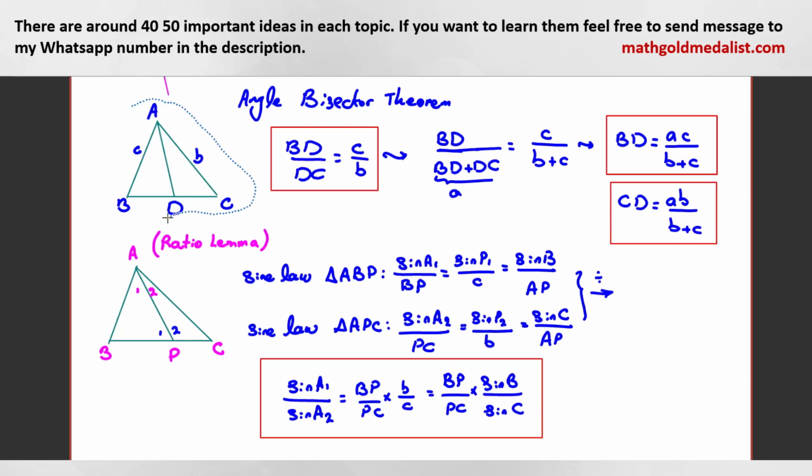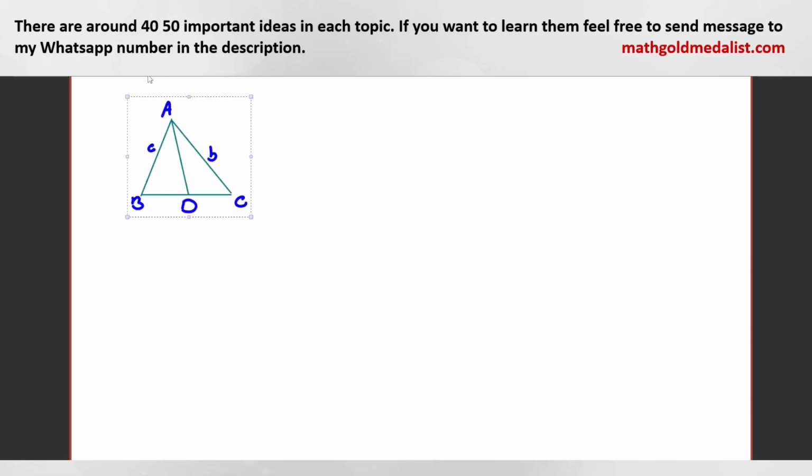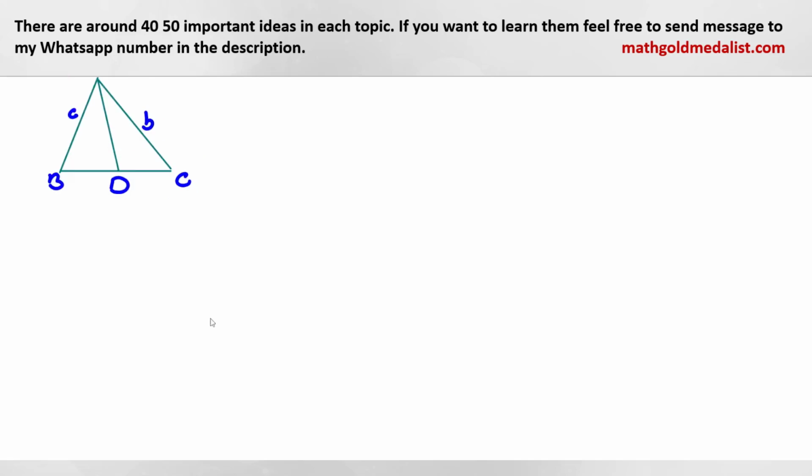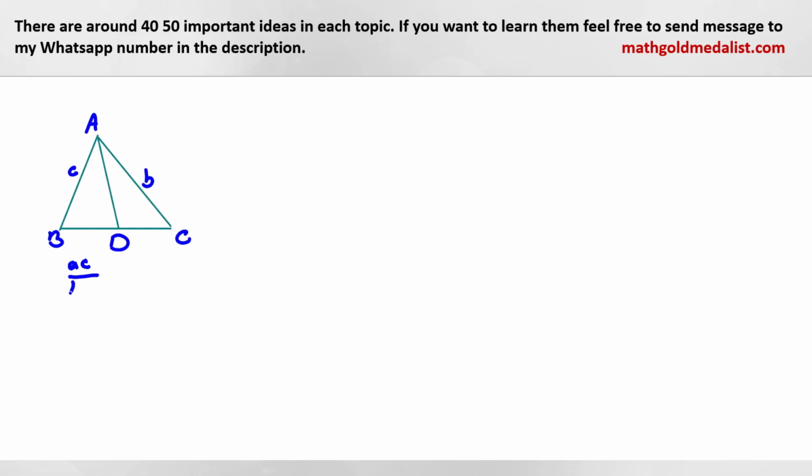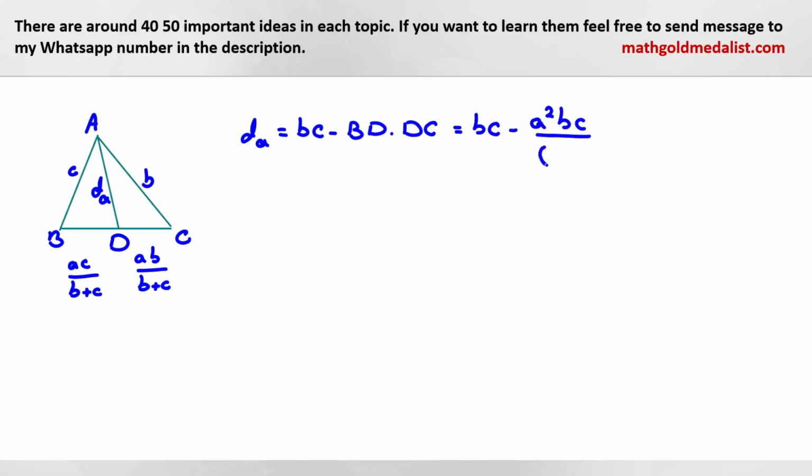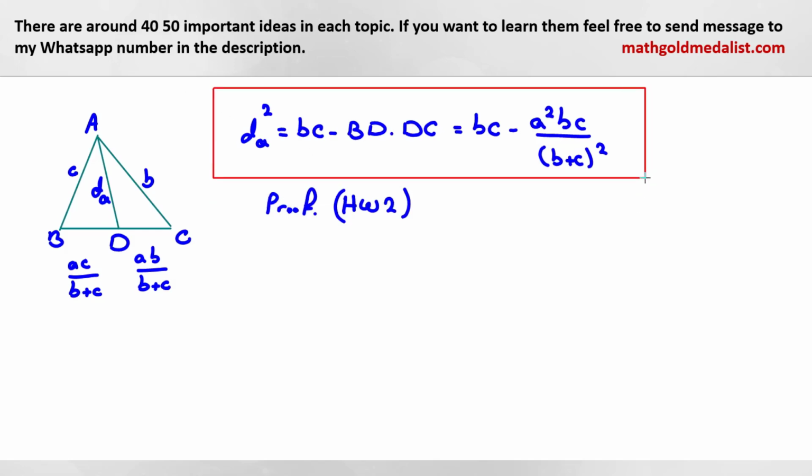Now, let's work on the rest of the ideas in angle bisectors. Now we want to find the length of, like a median, the length of the internal angle bisector. So up to this part, it is AC over B plus C. This one is AB over B plus C, DC. Let's call this one AD. I want to find two formulas for DA. Do you know any formula for DA? If you use Stewart's theorem, you will reach BD times DC minus BC... or we can say BC minus A squared BC over B plus C squared, right? Proof, you can prove it by Stewart's theorem, homework 2, okay? And this is DA squared. Memorize this. Have you seen this before? BC minus BD times DC?